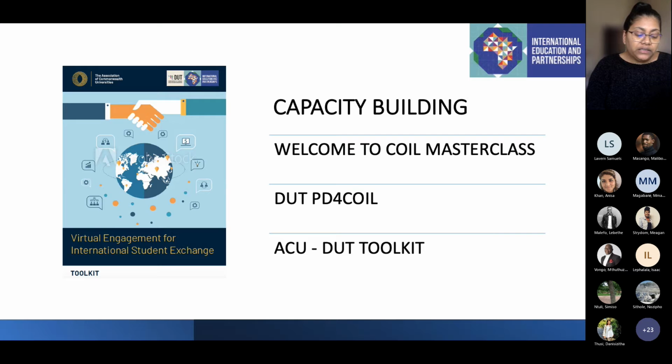And then in 2020, DUT won the bid to consult for the Association of Commonwealth Universities on a number of international virtual engagement activities. One of the outputs of this consultancy was the Virtual Engagement for International Student Exchange Toolkit, available to all ACU member institutions through the MyACU portal, and we will be taking you through navigating the toolkit over the next couple of slides.